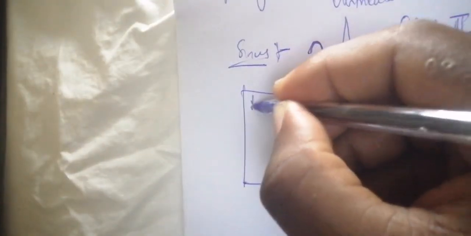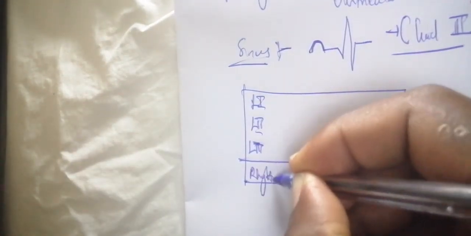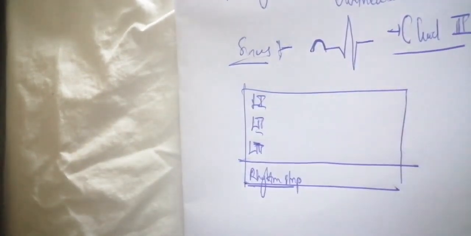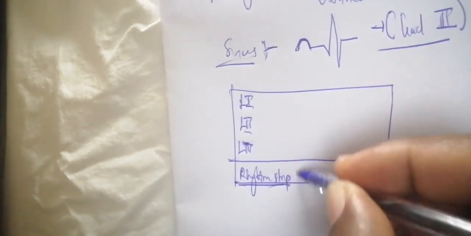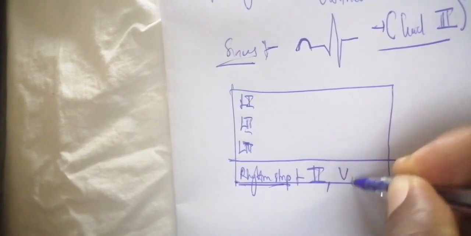I've said before that, on your ECG paper, this is lead 1, this is lead 2, this is lead 3, and the last portion of the ECG paper corresponds to the rhythm strip. That rhythm strip is helpful for you to visualize the rhythm, the regularity, and the rate. The rhythm strip is the best part of the ECG to visualize these. This rhythm strip can be either limb lead 2 or lead V1.